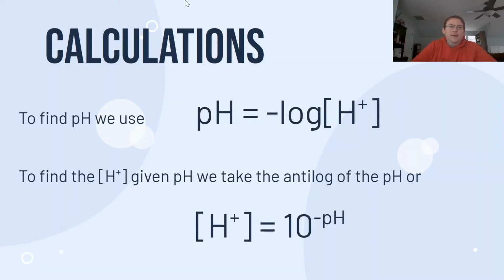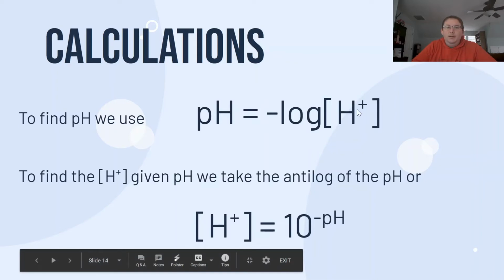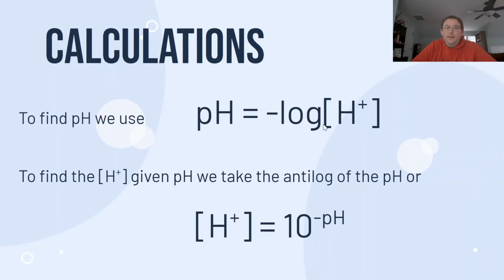So to find pH, we take the negative log of the hydrogen ion concentration. Now, this is log base 10. I didn't write it here, but it should be understood to be log base 10 if it's not written. So this is negative log hydrogen ion concentration. To find the hydrogen ion concentration, we're going to do the opposite of that. We're going to take the antilog of the pH. Now, you may not have heard it being referred to as the antilog, but it is, in fact, the antilog.